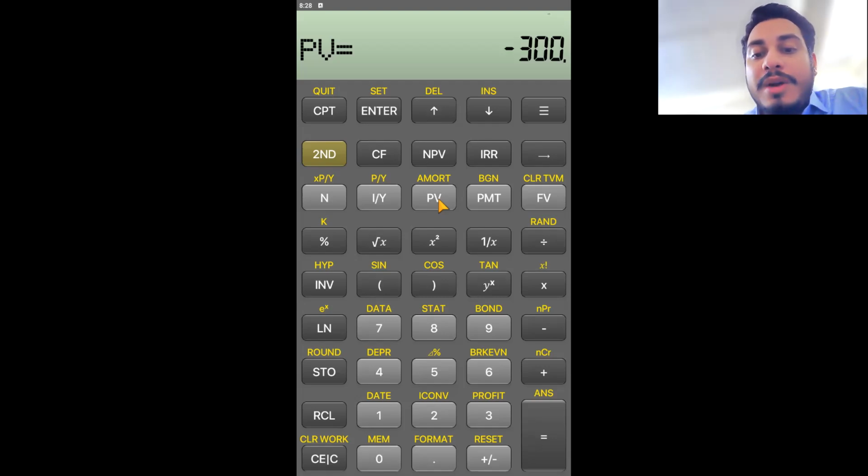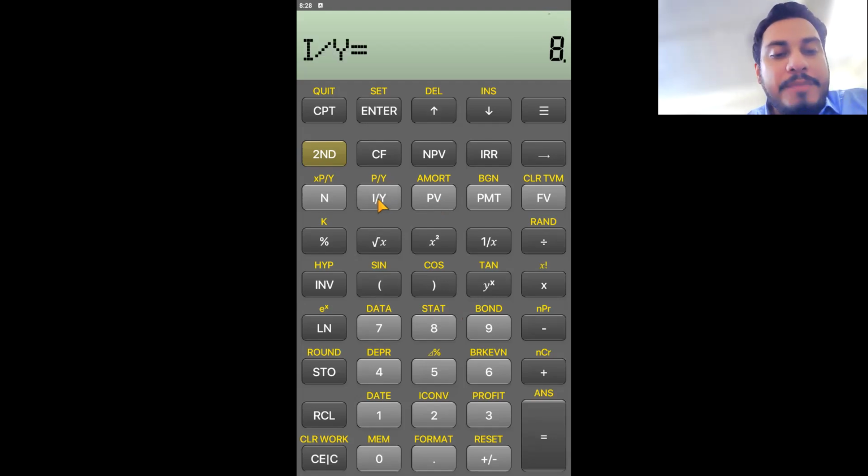Then I want interest to be 8. So I'll input 8, and then I'll input I/Y. It has recorded my interest as 8. I'll keep payment at 0 until we understand that later on. And what do I need to compute? What is the question mark? I need to compute future value.